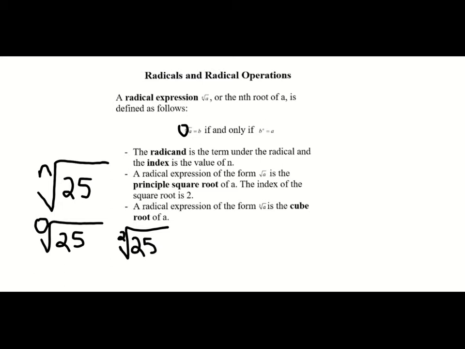Now, any other index other than 2, you do need to include. So if I were to look at like the cubed root of 8, I need the 3 up there to know it's the cubed root. We could also do something like the 4th root of a number, so the 4th root of 16, or the 5th root. N can be any value.